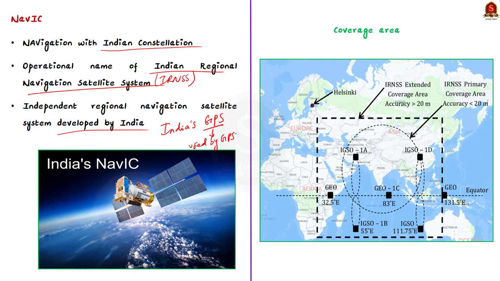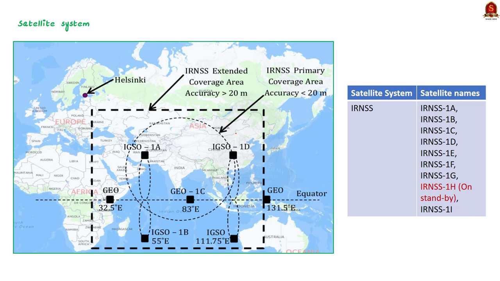Now, with this basic information, let us see in detail about NavIC. Firstly, let us see the area of coverage. See, it is designed to provide accurate position information services to users in India as well as the region extending up to 1500 km from its boundary.